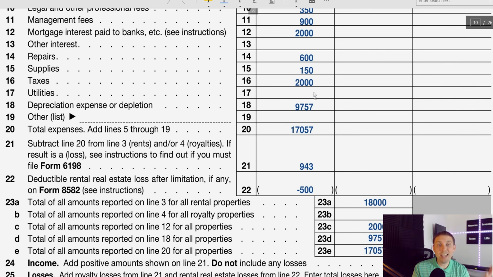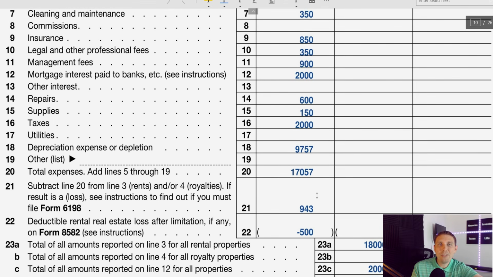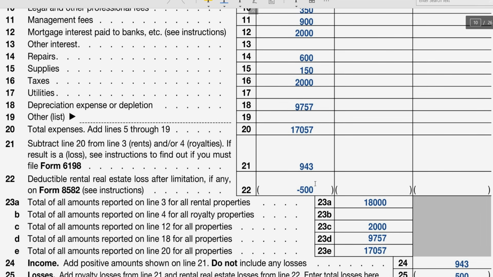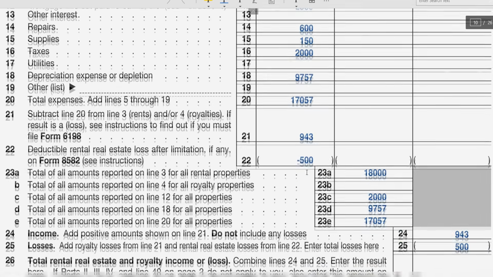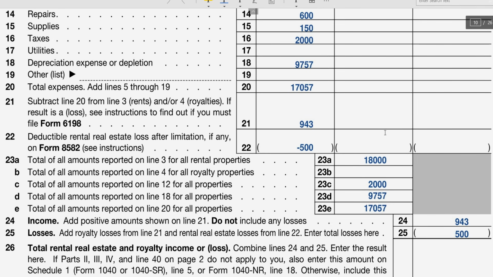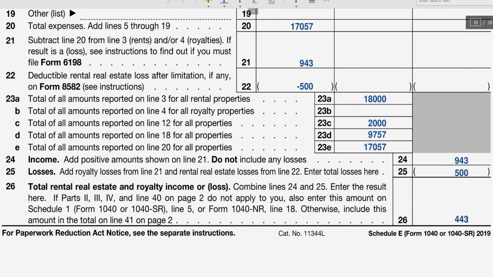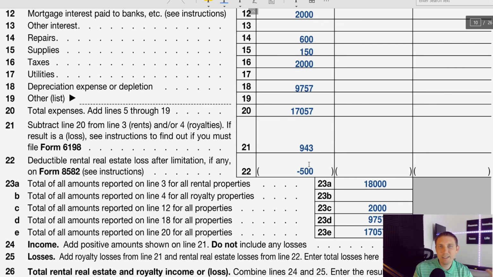We now get to use it in this example. Without the passive activity loss carryover, we'd have $943, right? In this example, we just have this carryover coming through of $500. So that's going to help us reduce our income even further. So our net taxable rental income in this example is $443, okay? Obviously, if we didn't have any prior year loss carryovers, this would be 0, and we would just have a net income of $943.